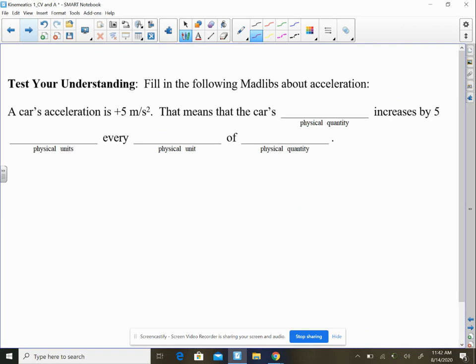So let's move on and talk about, here's a sentence that has acceleration, and we'll talk about what that means. So kind of Mad Libs style, if you ever did Mad Libs when you were a kid. A car's acceleration is 5 meters per second squared. That means that the car's velocity increases by 5 meters per second every second of time. And so if 1 second passes by, your car is now going 5 meters per second. If 2 seconds pass by, your car is now going 10 meters per second. And then 15 meters per second a second later. And then 20 meters per second a second after that.